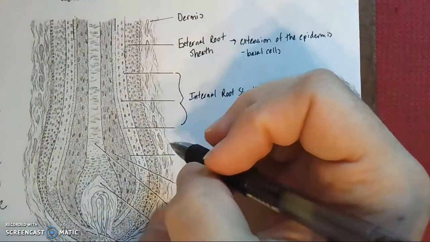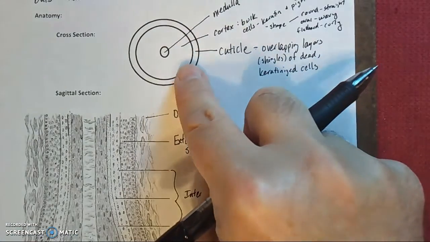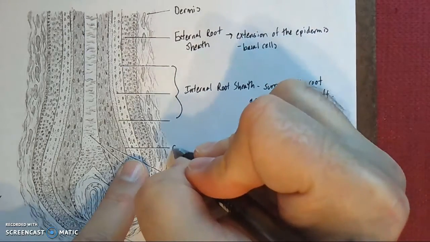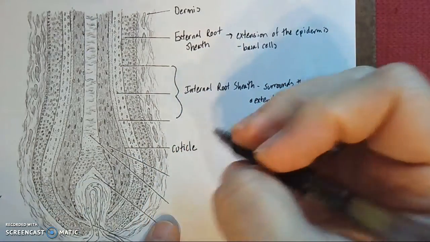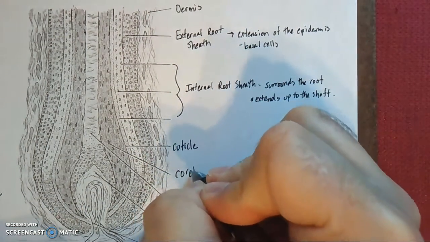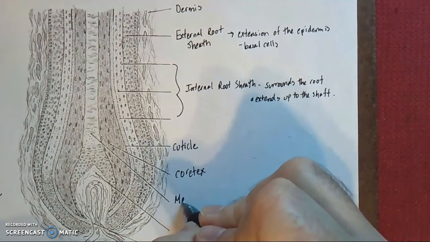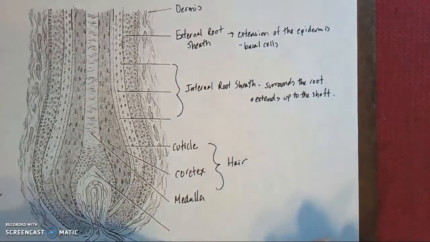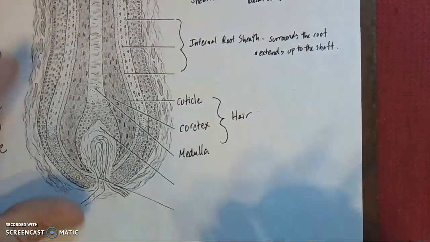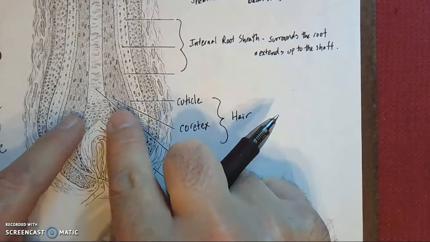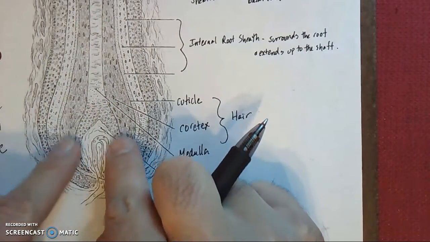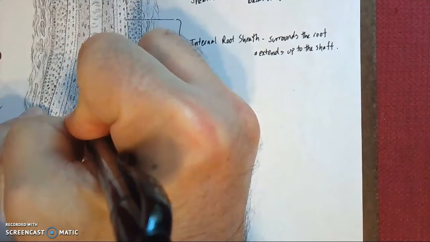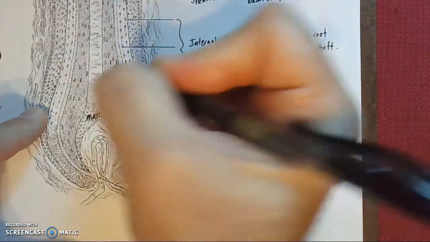So then we have the actual hair layers itself that we talked about up here, but now we have a different view of them. So here is the cuticle. Here is the cortex. And here is the medulla. So these form the hair itself. And then you'll notice that the medulla kind of spreads out a little bit, and we have these structures down here. Right here is called the matrix.